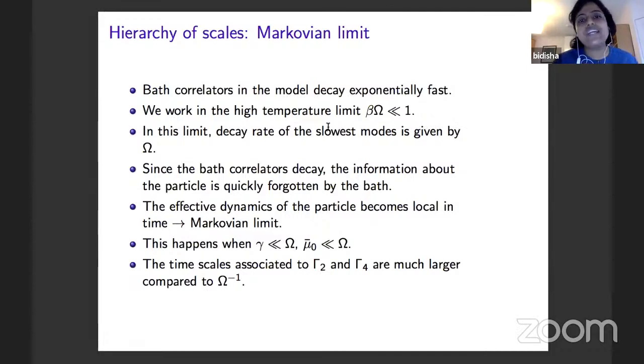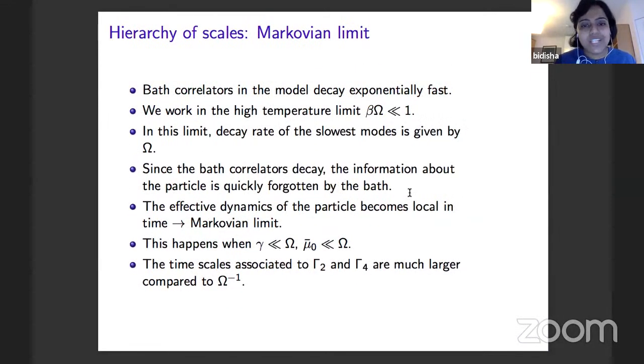We will also work in a very high temperature limit, where beta omega is much, much less than one, where beta is the inverse temperature. This will make sure, as I discussed, that the decay time scale of the bath correlation function will be set by capital omega inverse and nothing else. Because in general, in this theory, there are contributions to bath correlators from Matsubara modes as well. But if we work in this particular regime, then those modes will be suppressed, and the slowest decaying mode in the bath correlation function will be determined by the capital omega inverse scale. So just for simplification, we will work in this limit.